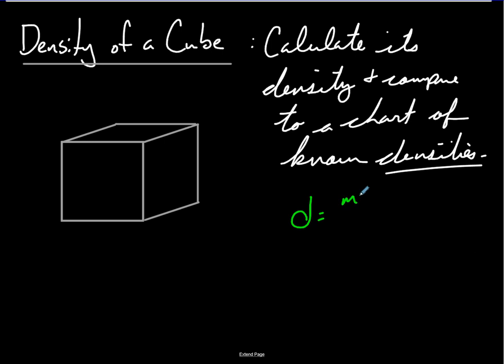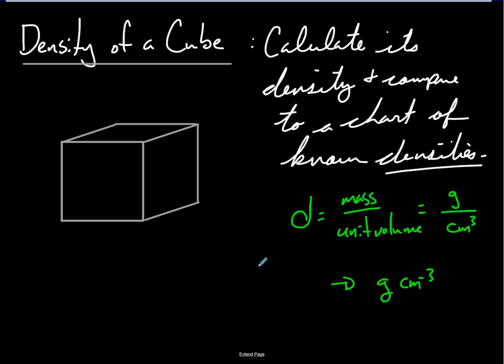Good. Mass per unit volume. So since we're dealing in the metric system here, let's go with grams per cubic centimeter. Or properly written, your units will be in grams per cubic centimeter. Like that. Okay, so mass per unit volume.